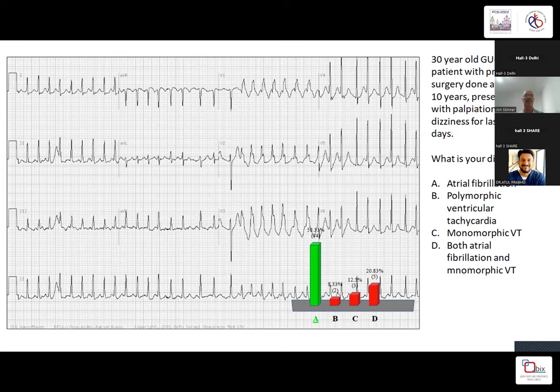These are not VTs. You can also look at the QRS morphology when the QRS becomes wide in V1, and it is a classical RBBB pattern. So unlikely to be a VT. God usually does not give two serious problems at one time. So that also is the reason why answer B is not correct.